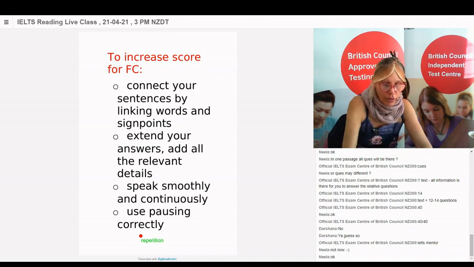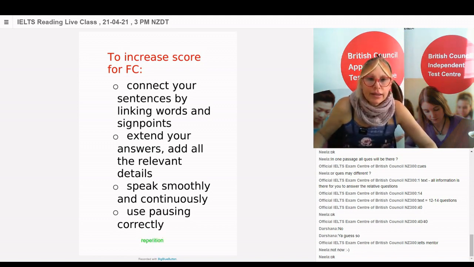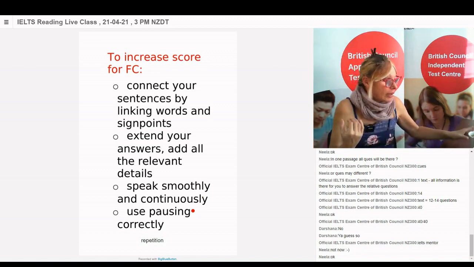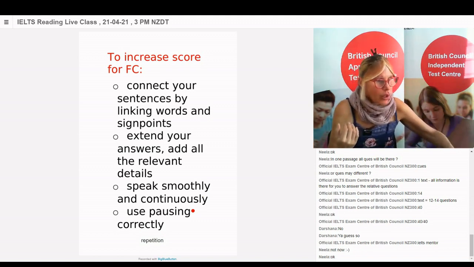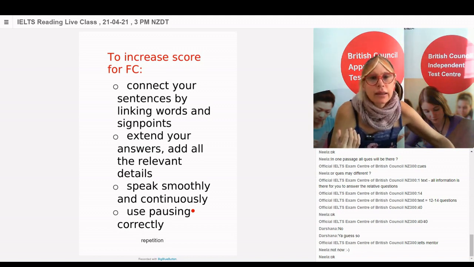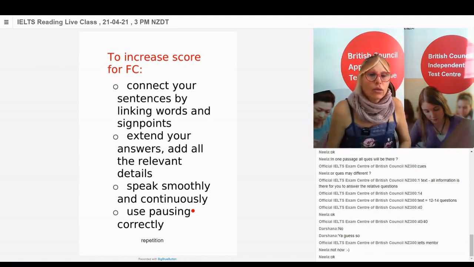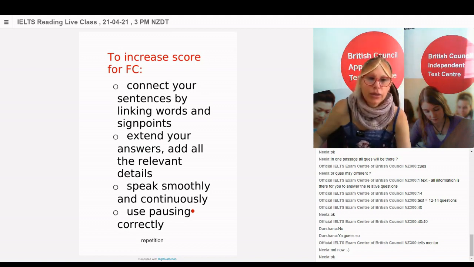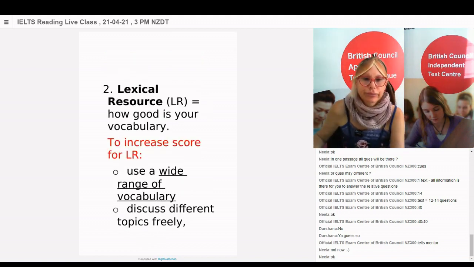Repetition is a way for you to get more fluent. So when you're talking to somebody about the same topic over and over again, that increases your fluency. Although it may seem boring and tedious, it's still one way to improve fluency.